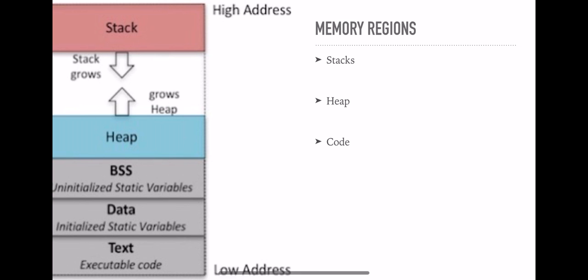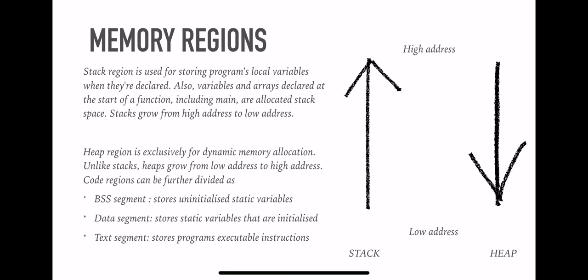So, when a program is loaded into system memory, the place where it is stored is divided into three categories: stacks, heaps, and code. The stacks are used for storing static variables which are declared prior to compilation. These variables and arrays, also including main, are stack space. The heap is exclusive for dynamic memory allocations.